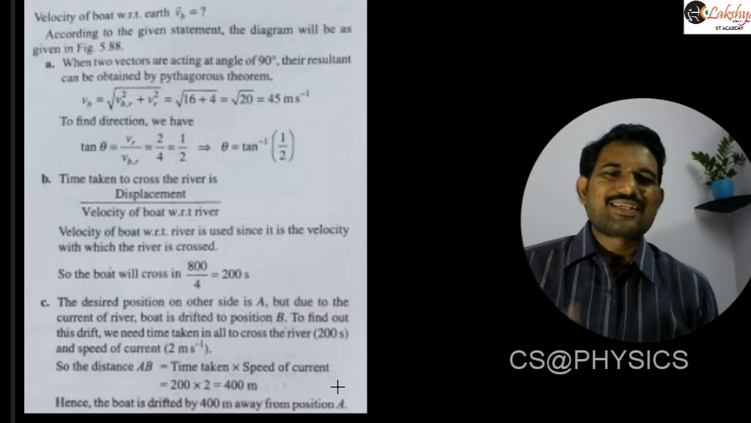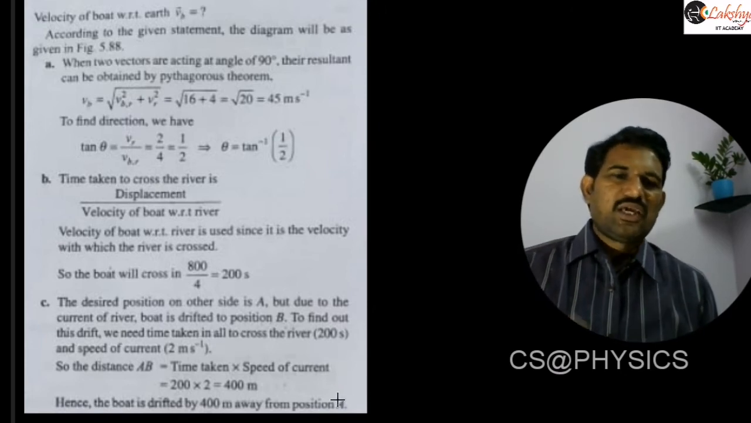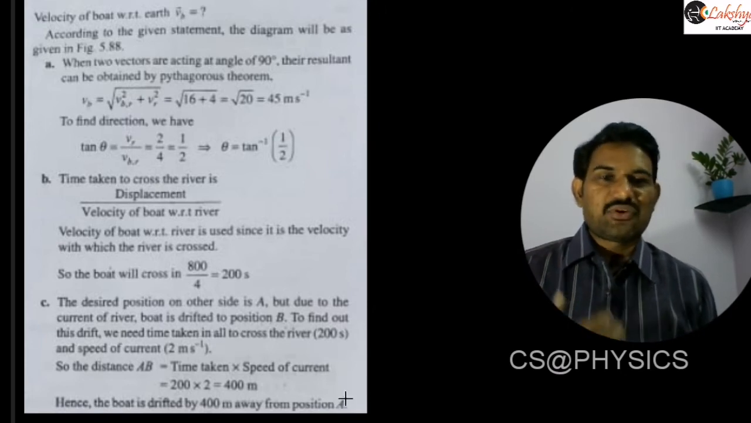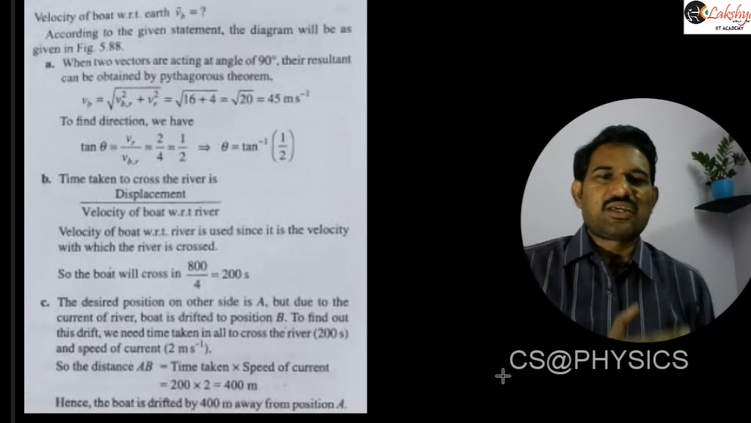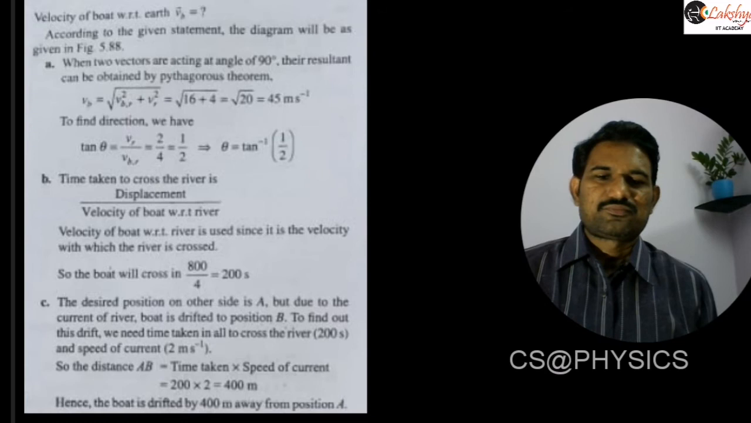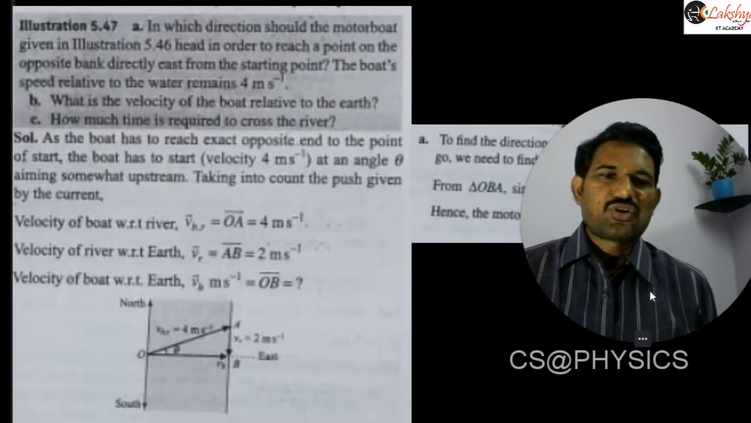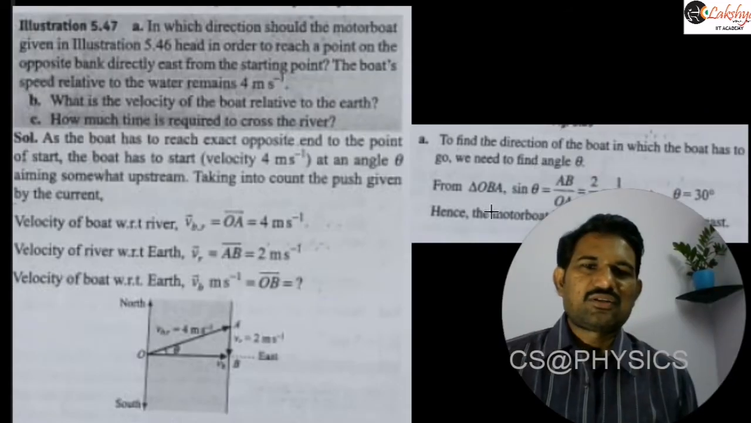All these are formula-based questions only. You need to identify the case, because all these problems give different information in different ways. And now let us see this series one.